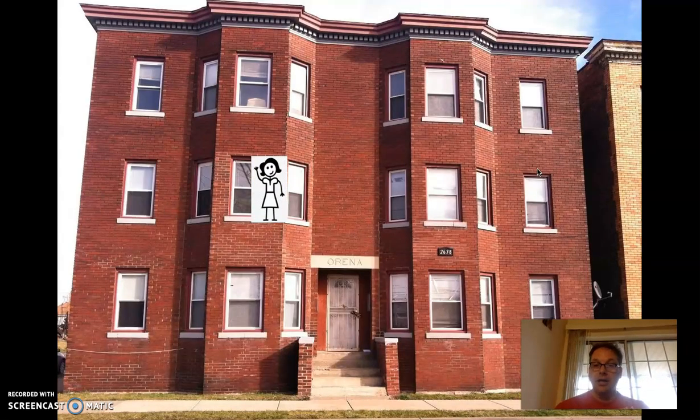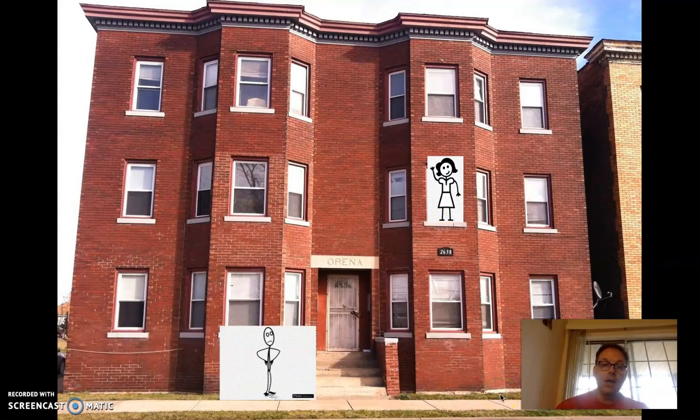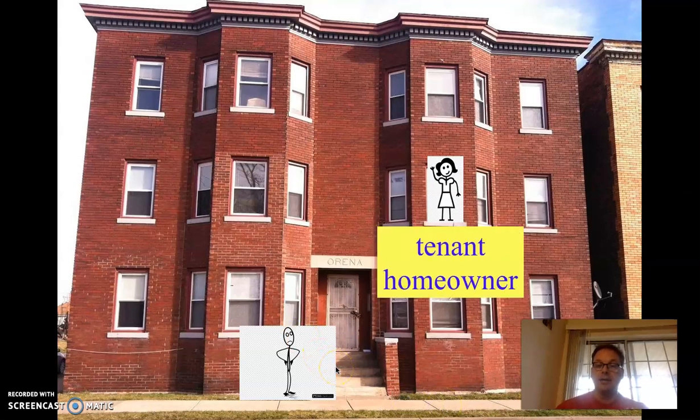Let's imagine this is you, right? So this is your apartment up here on the second floor. And here is this person down here. And we'll get to that person in just a second. You are known as the tenant. If you rent an apartment or a house, you are a tenant. If you own the apartment or you own the house, we usually just call you the homeowner.